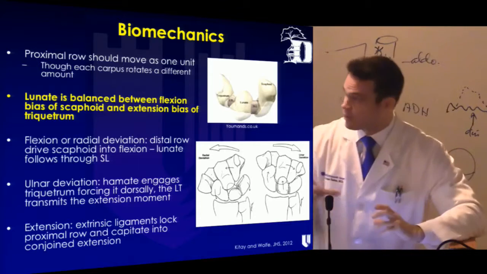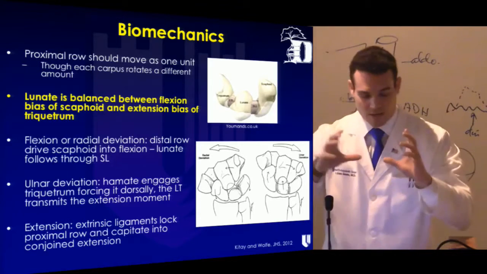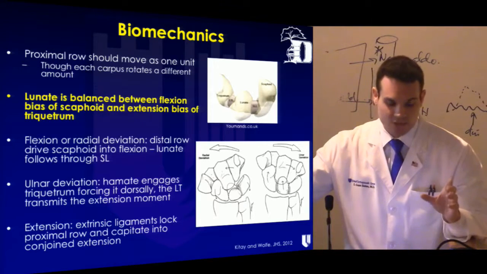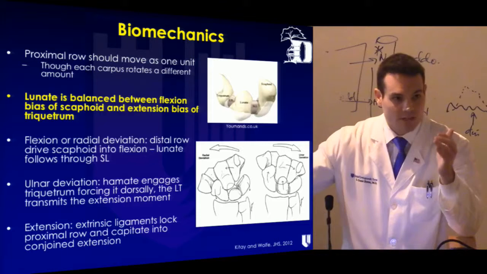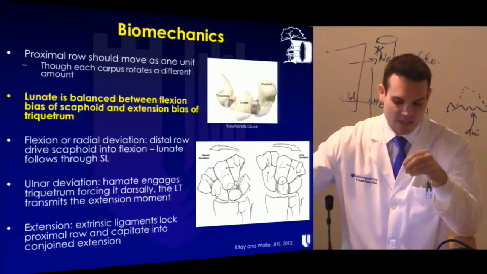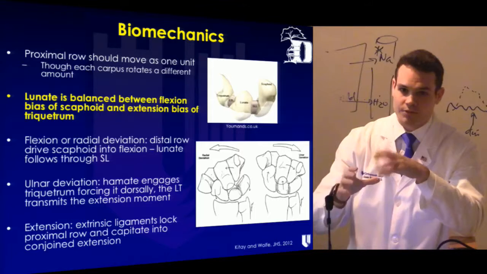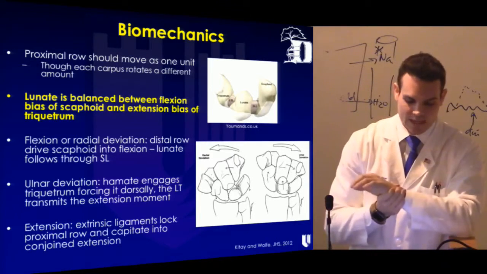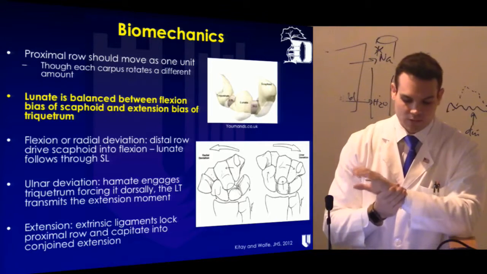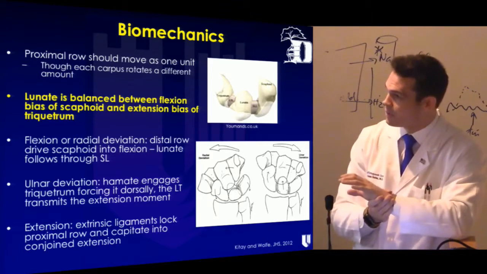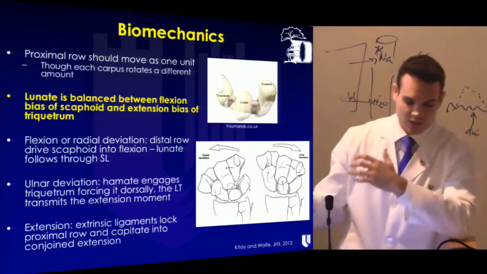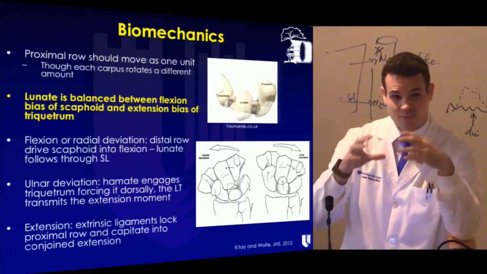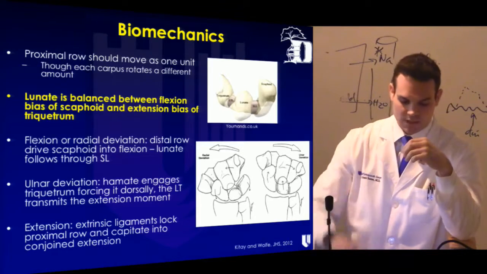That said, the way this works, this picture at the top is a great example of kind of how the lunate is being suspended. So the lunate is balanced between the flexion bias of the scaphoid and the extension bias of the triquetrum. So in flexion or radial deviation, this distal row will drive the scaphoid into flexion, and the lunate will follow suit through the SL ligament. In contrast, with ulnar deviation, the hamate will engage the triquetrum, forcing it dorsally, and the luno-triquetral ligament will transmit that extension moment. And just to finish things off, interestingly, in extension, the extrinsic ligaments will actually lock the proximal carpal row together with the capitate, and they move in unison as a conjoint extension.